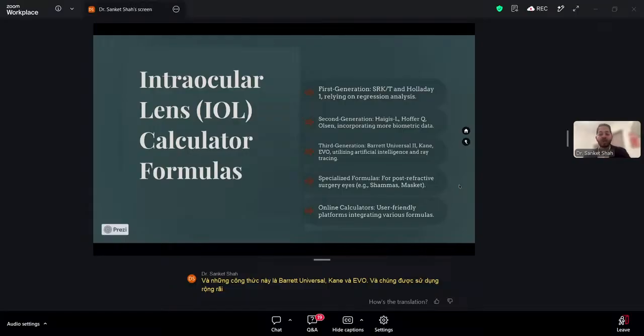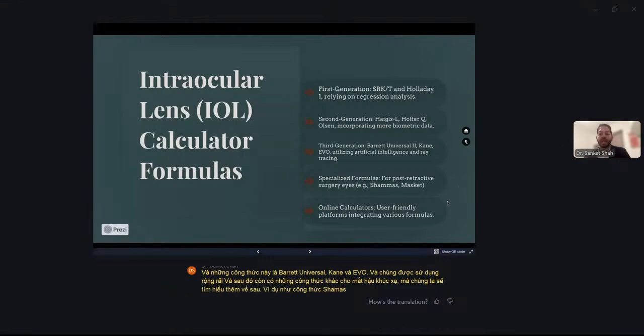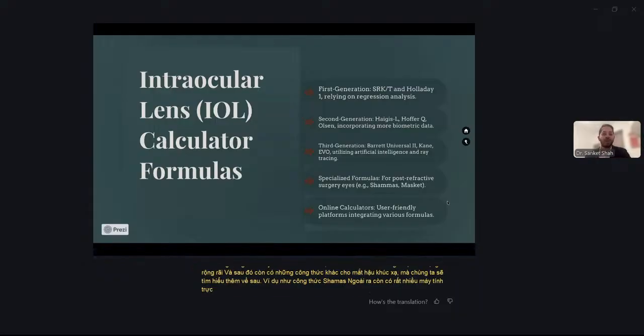And then there are also other formulas for post-refractive eyes, which we'll get into a little later. For example, there's the Shammas formula. There are also many different online calculators. So if your biometer does not have a fully integrated suite where you can use any formula, many of these are available online where you can manually enter all of your information and still get the best possible calculations for your patients, even if you don't have access through your biometer.